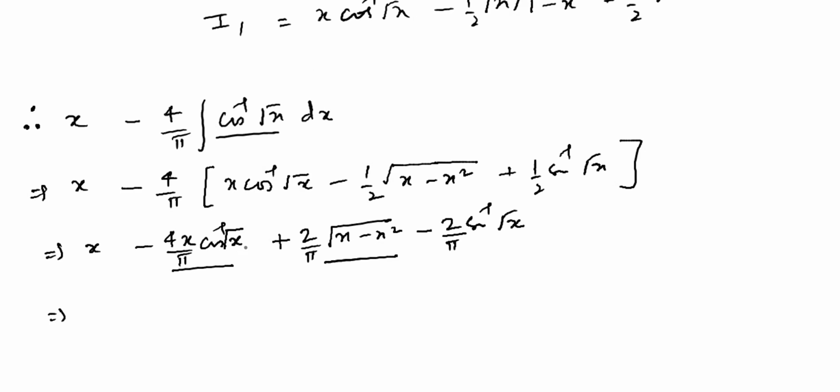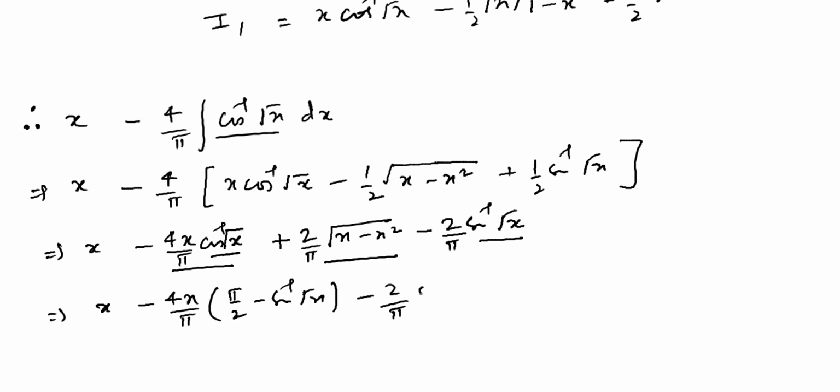Now we have cos inverse root x and sine inverse root x. So I'm going to convert this cos inverse root x into sine inverse root x by applying this formula. 4x upon pi will remain as it is, by writing cos inverse root x as pi by 2 minus sine inverse of root x. And minus 2 upon pi sine inverse of root x is written here, and plus 2 upon pi under root of x minus x square is written here.